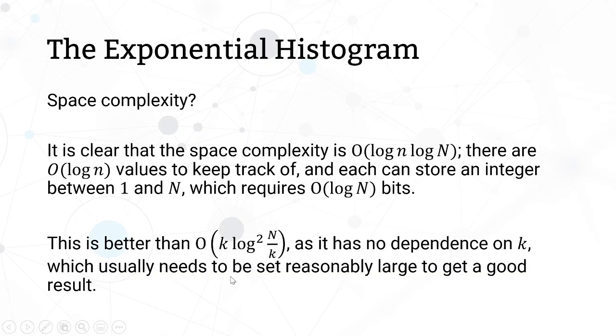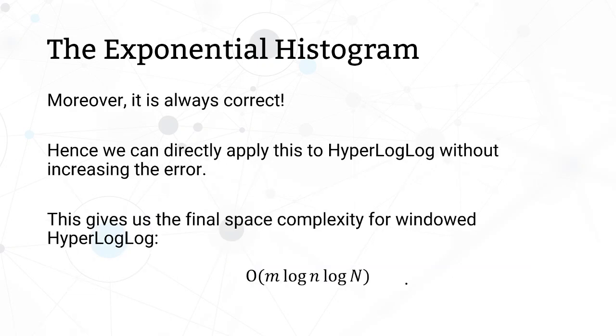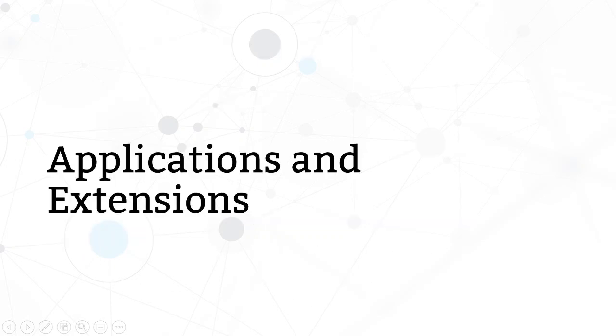Normally we need to set this k to be something reasonably large to get a good result, but here we don't need to do that because we don't have k, and even better, it gives us the exact answer all the time. So this gives us the final space complexity of m log n log capital N for the windowed HyperLogLog, for a similar reason as earlier. And so that actually concludes the segment on the explanation.